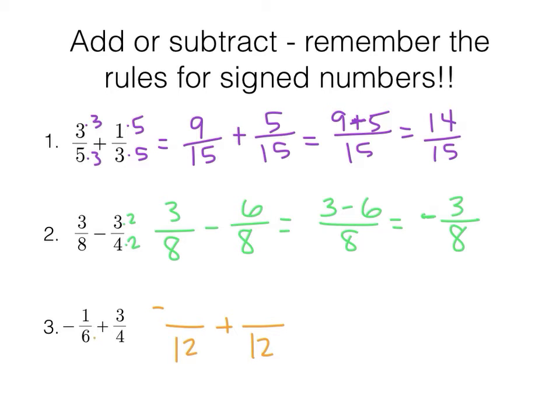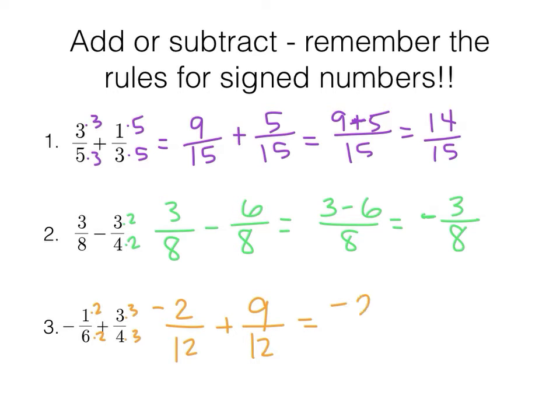And what are we multiplying by? Well, let's see. 6 times 2 is 12, so 1 times 2 is 2. So negative 1/6 is negative 2/12. 4 times 3 is 12, and 3 times 3 is 9, so 3/4 is 9/12.